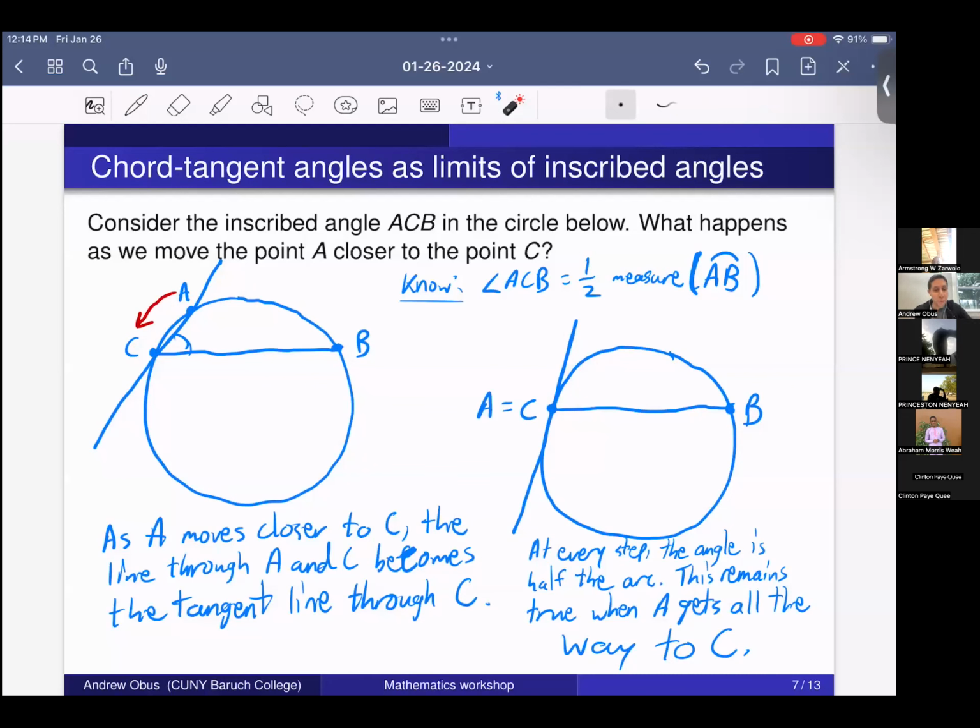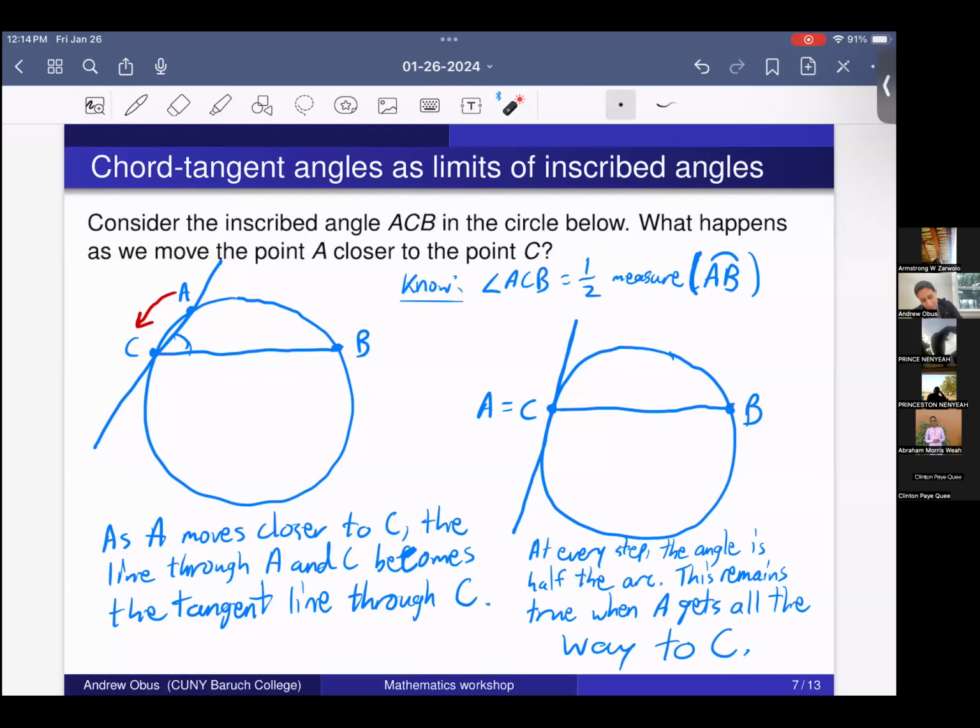Okay, this is not a proof in the sense of Euclid. There are other ways of actually proving this in the sense of Euclid. But what I think it is, is a good justification that provides some intuition for why the chord tangent formula is the same as the inscribed angle formula.